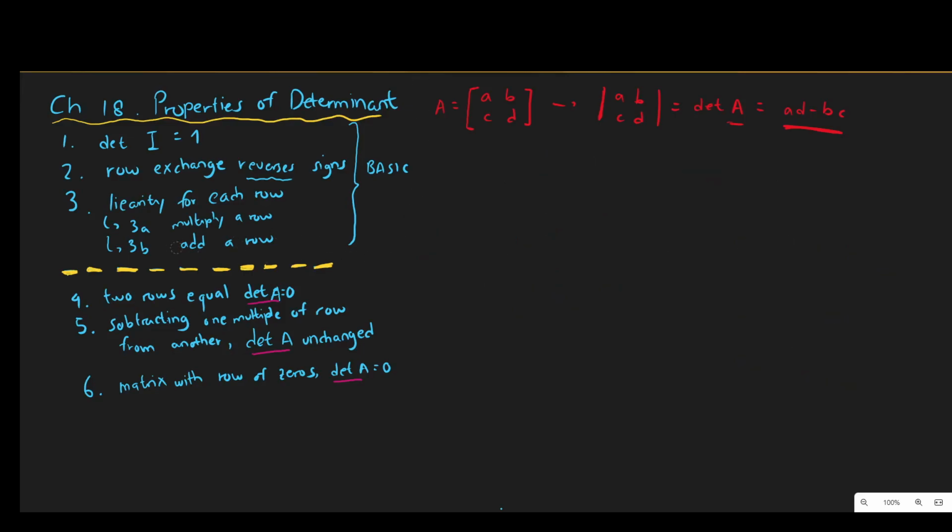Property number 3 talks about the linearity for each row. Let's divide it into 3a and 3b as Professor Strang did also in the lecture. Let's begin with 3a, which is multiplication of a single row. I think the word single, or each row, is really important here. So let's say you multiply the first row by t. This will equal t times the determinant of the original matrix. It's like you're pulling the t out of the determinant.